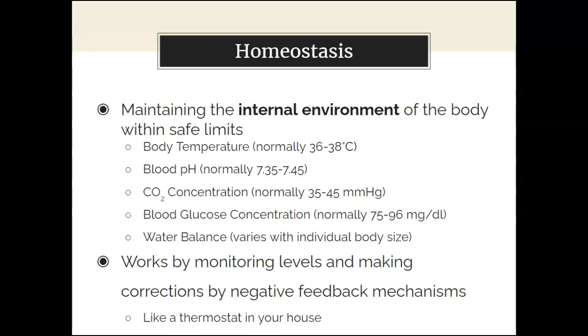And they do this by negative feedback loops. Okay, this is like a thermostat in your house, right? When it gets too cold, you turn on the heat. When it gets too hot, you turn on the air conditioning or a fan. You can control this, and you can fix it and make it more comfortable, right? Make it so that you are in the appropriate range.